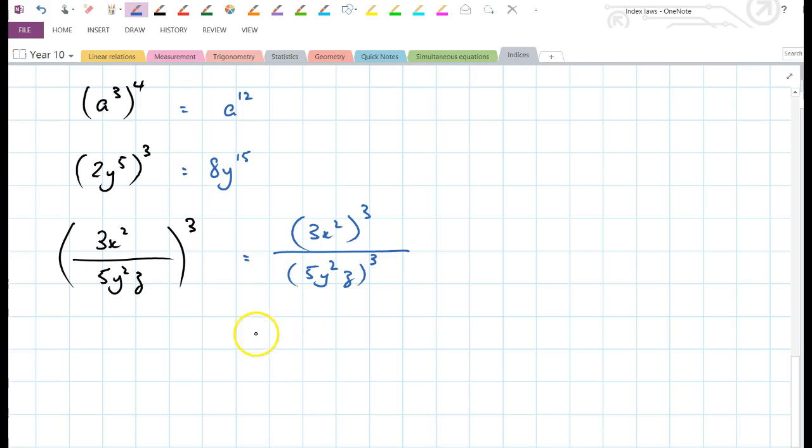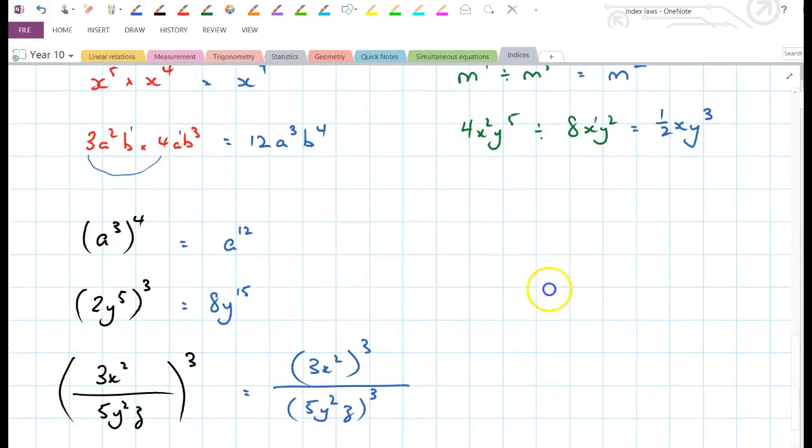So we do that split first, and then we say, righto, 3 to the power of 3 is 27, x squared to the power of 3, multiply those indices together, 2 times 3 is 6, so 27x to the power of 6. That goes over 5 cubed, which is 125, y squared cubed, 2 times 3 is 6, so y to the power of 6, and z cubed, z's just power 1 there. I think that's probably the best we can do with that.